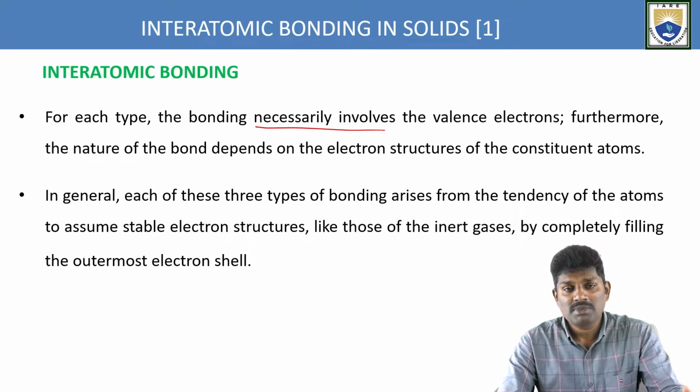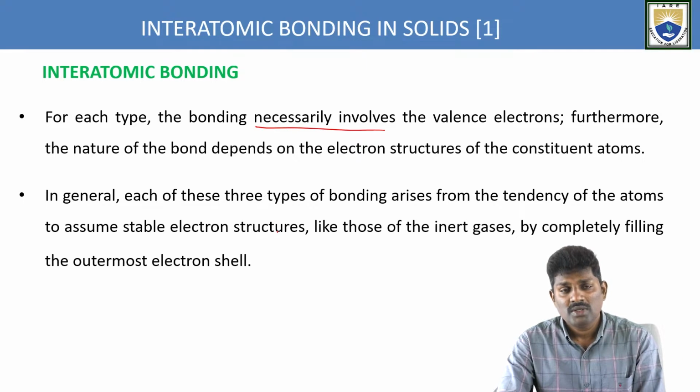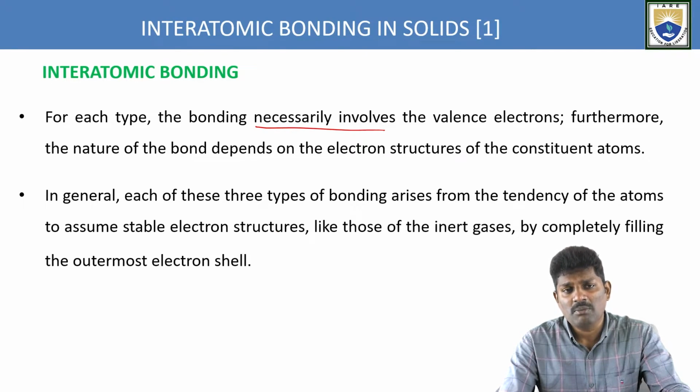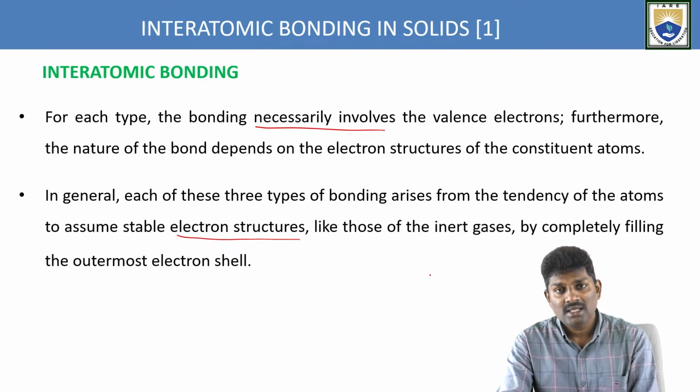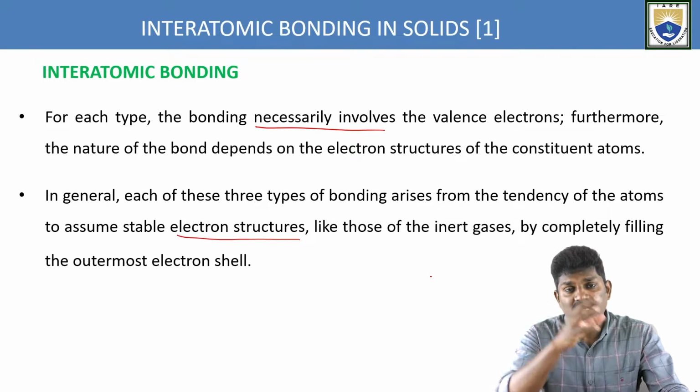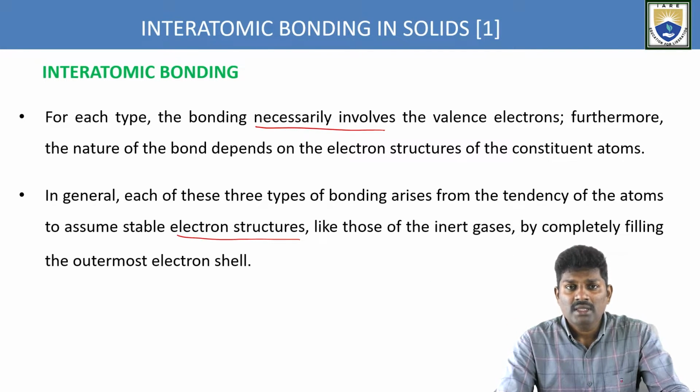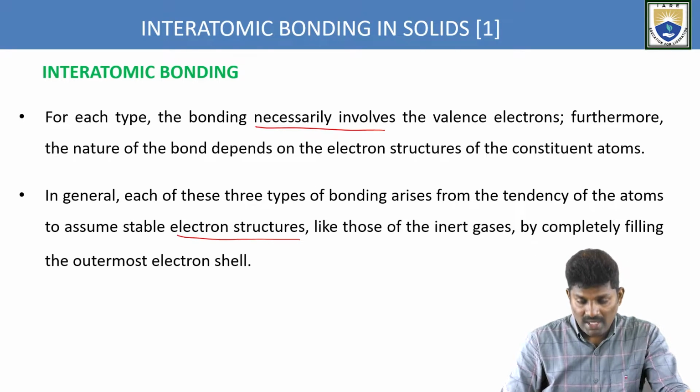Each of these three types of bonding we have discussed, ionic, covalent, or metallic bonding, has the tendency of the atoms to assume a stable electron structure. So we have to assume that these three types of primary bonding have to reach a stable electronic structure, like the inert gases, by completely filling the outer shell of electrons. These are the considerations you have to take into account while finding what type of bonding we have in the atoms.